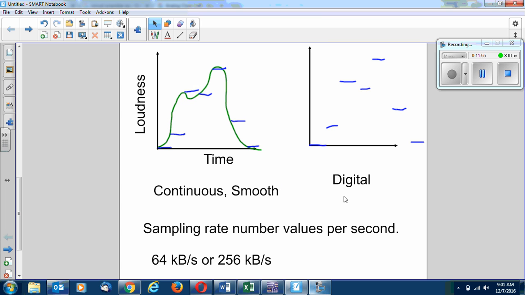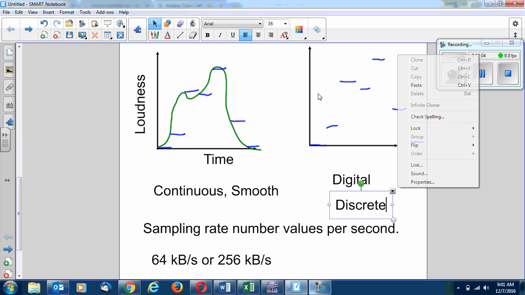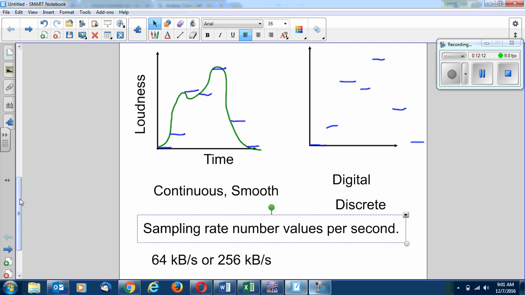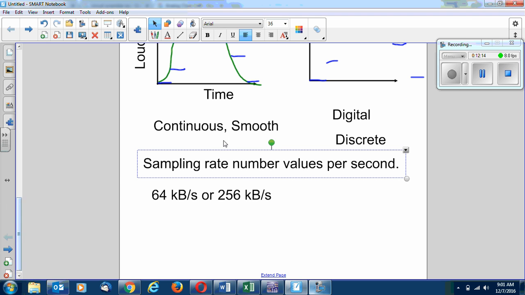And a digital signal is discrete. And discrete means it's disjointed like this. It's like you hop on a little ladder like this. Okay? And that is all about signals.